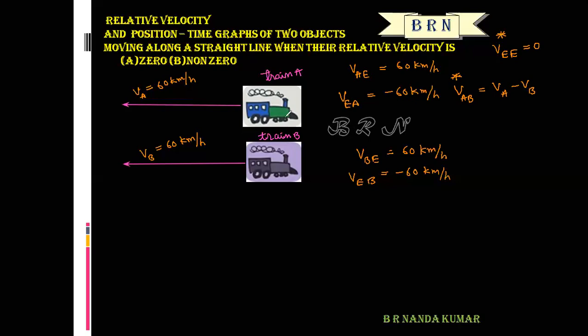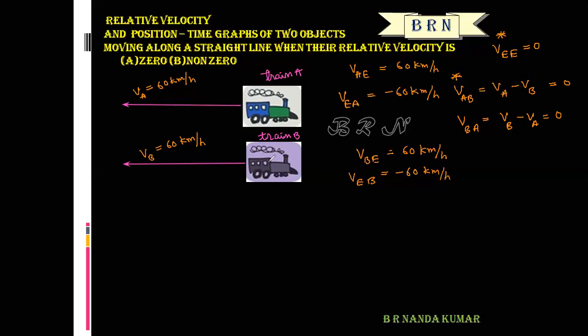If two trains A and B are moving along parallel tracks with the same velocity, then velocity of train A with respect to train B is equal to 0. Why? Because here VA is equal to VB. That is, an observer in train A with respect to an observer in train B has velocity 0. Even the velocity of train B with respect to train A, that is VB minus VA, is also equal to 0.